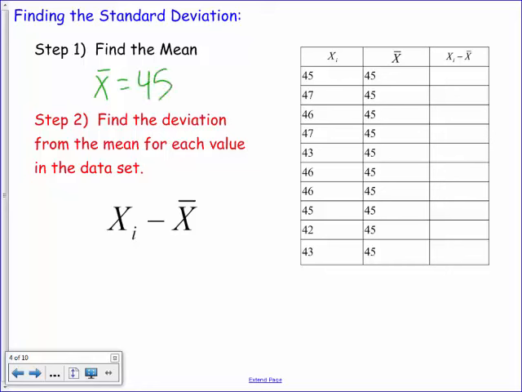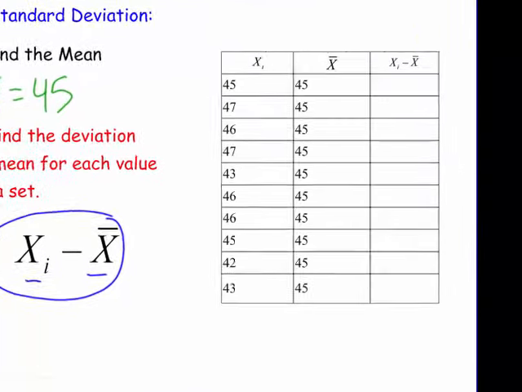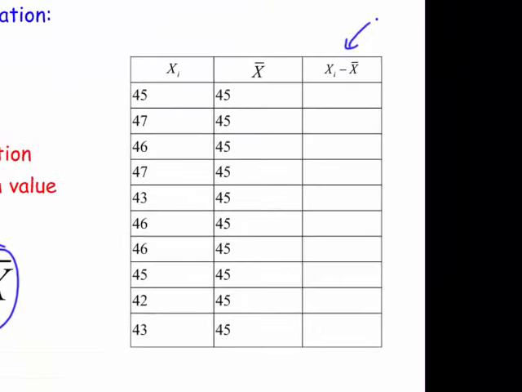Then it says find the deviation from the mean for each value in the data set. So that's what we're using to represent. So we take our piece of data, the x sub i, minus the mean, and we do that for each one. So I'm going to put that in my table right over here. So 45 minus 45 is 0. It doesn't deviate from the mean at all. That's what that word deviation means. That's how far it is away from it.